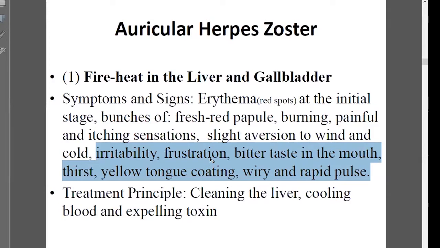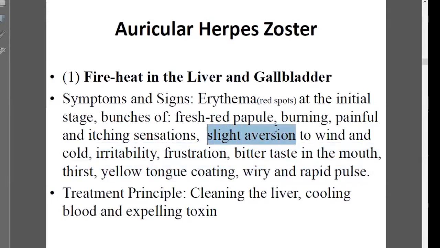And then the patient may have slight aversion to wind and cold. That means there is some external reason in there. We say aversion to wind and cold with fever at the same time is usually an external pattern. But this pattern is mainly an internal pattern, combined with some external pattern. That's especially for orifice problems.